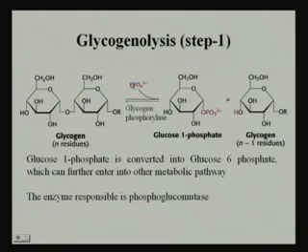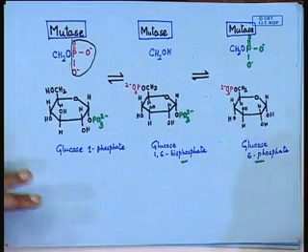this inorganic phosphate is occupying the first position of this glucose, and glucose 1-phosphate is produced, and here n minus 1 glycogen residues are remaining. Glucose 1-phosphate is converted to glucose 6-phosphate, which can further enter the metabolic pathway. The enzyme responsible for this particular reaction is phosphoglucomutase. Now, phosphoglucomutase is converting glucose 1-phosphate to glucose 1,6-bisphosphate, and ultimately it is producing glucose 6-phosphate.